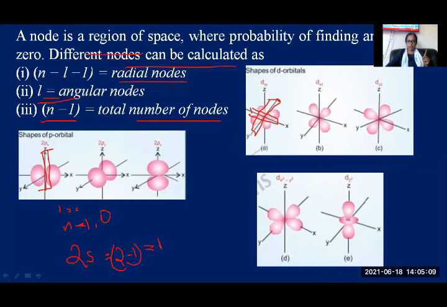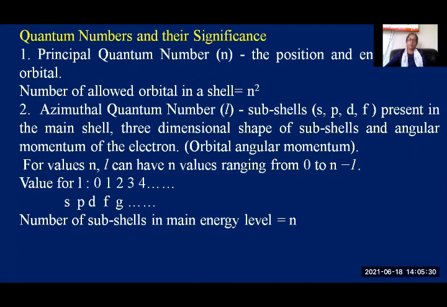Radial nodes will be equal to n minus l minus 1, angular nodes will be equal to the value of l, and the total number of nodes will be equal to n minus 1. When we work out the problems you will get to know more about this, and there I will explain more.